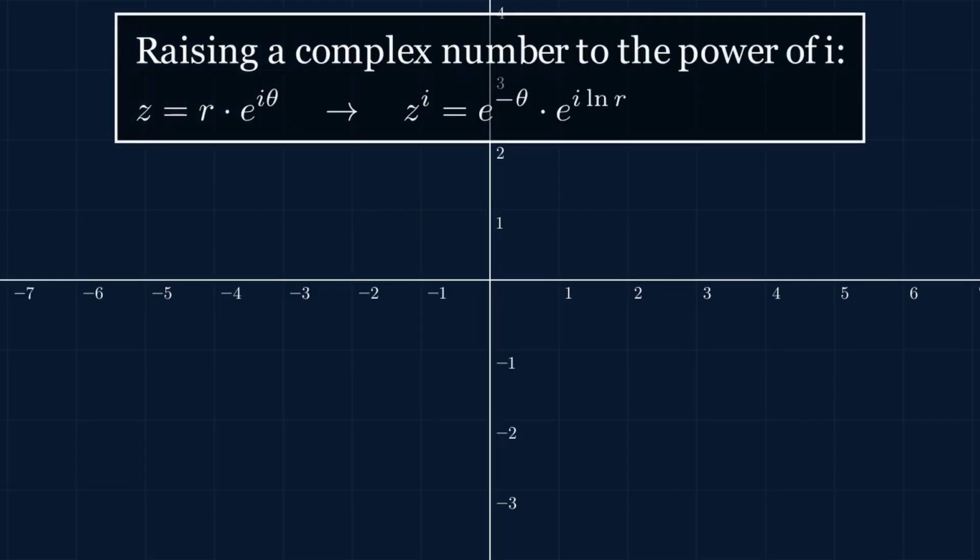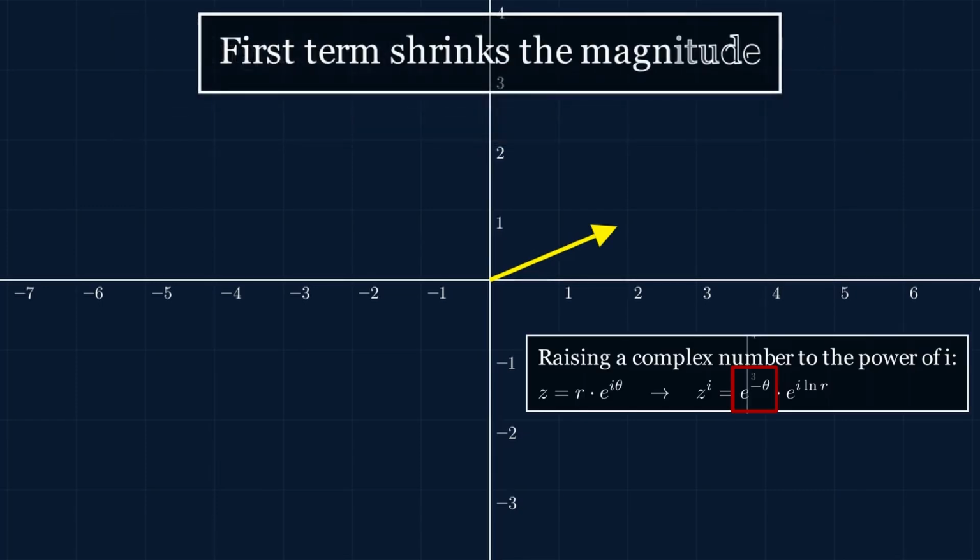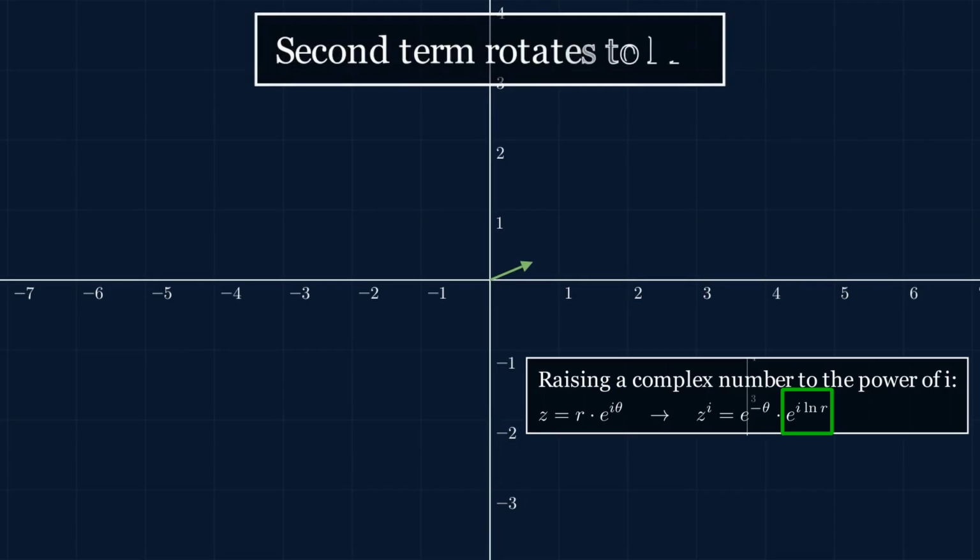Now we'll move on to a general case, raising a complex number to the power of iota. Any complex number can be represented as r times e to the power iota theta. On raising it to the power of iota and simplification, we get e to the power minus theta times e to the power iota ln r. The first is responsible for shrinking the magnitude, and the second one is responsible for rotation.